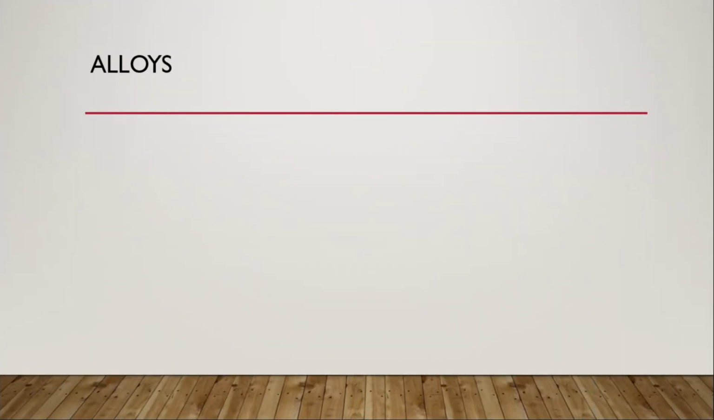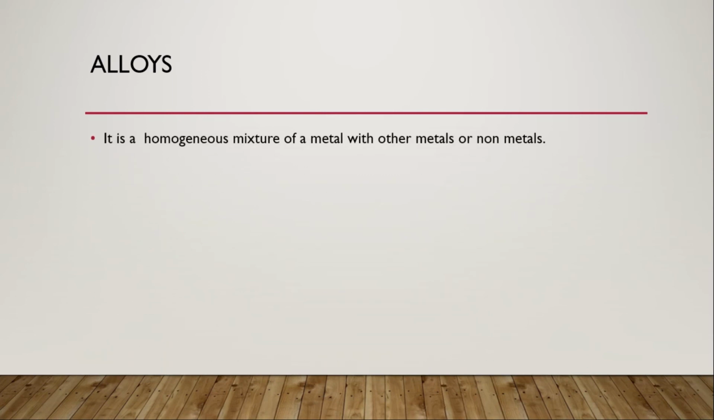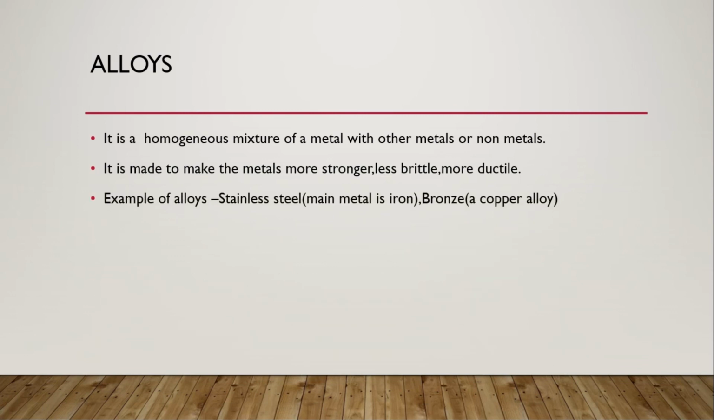And then if we talk about the alloy, it is a homogeneous mixture of a metal with other metals or non-metals, and generally we make alloys so that the metal becomes stronger, less brittle and more ductile. Like you know that iron by itself can rust, but if I mix iron with some other metals, it will become a non-rusting, non-corrosive alloy. Similarly, examples of alloys are stainless steel, in which the main metal is iron, and bronze, which is a copper alloy. Even duralumin is there, which is an aluminium alloy.